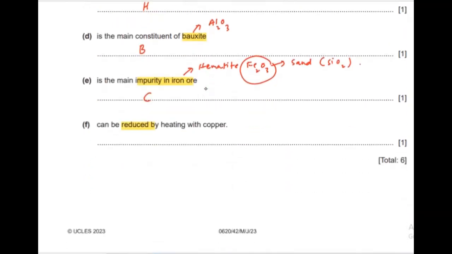The next part is can be reduced by heating with copper. So if some metal is reduced from its compound, it should be less reactive than copper. So just look at the metals less reactive than copper, and you know that silver, platinum, gold are below copper in the reactivity series. So that's why silver oxide is the answer, and silver oxide is at G. So G is the answer.